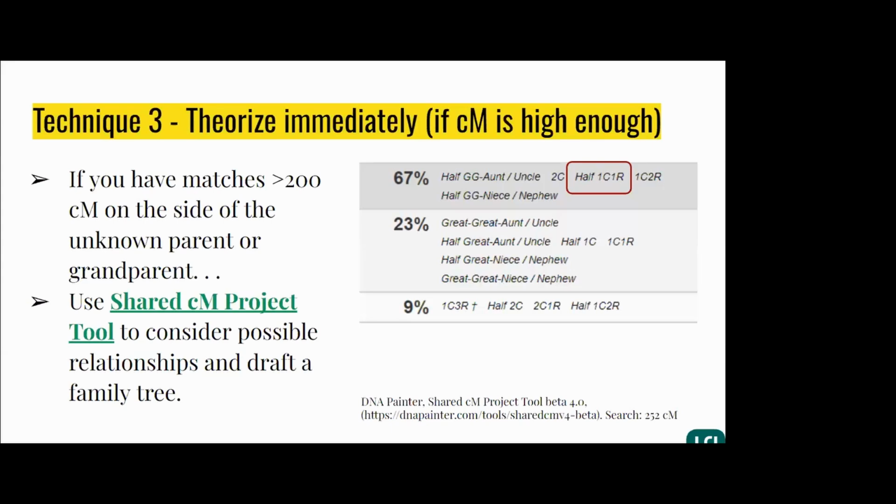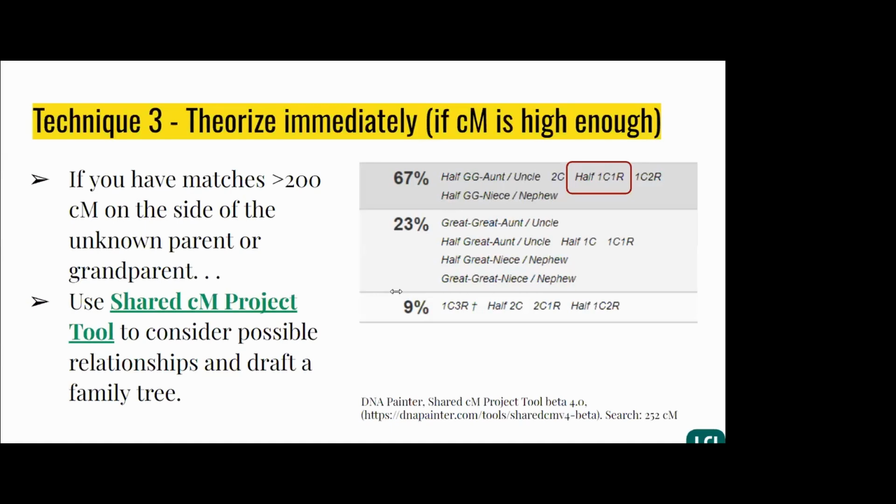So in the example here, someone I was working with had a match who shared 252 centimorgans with them. And according to the Shared CM Project tool, there's a 65% chance that that person is related to you through your unknown parent or grandparent in only one of 5 ways. So according to this tool, that 252 centimorgan match could be your half great grand aunt or uncle.